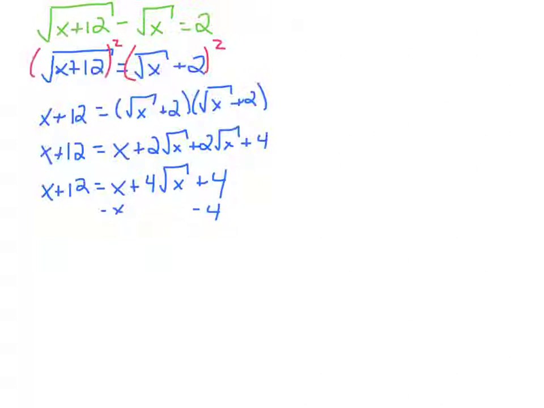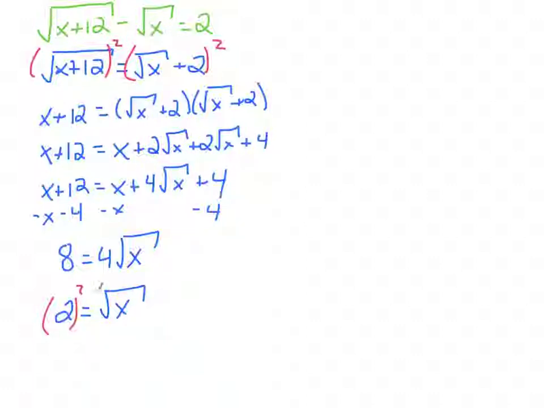And this one actually works out kind of nice because when we subtract x over here, that'll cancel that x. And we'll subtract 4 here, and we'll be left with 8 equals 4 radical x. We'll divide both sides by 4, so 2 equals radical x. And now we're going to square both sides. And what we have then is x equaling 4.